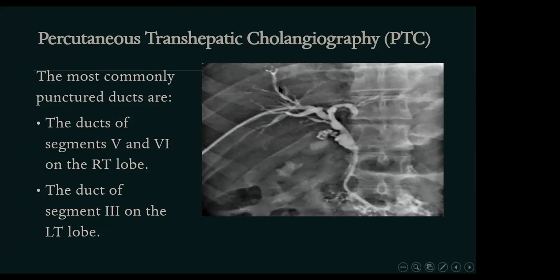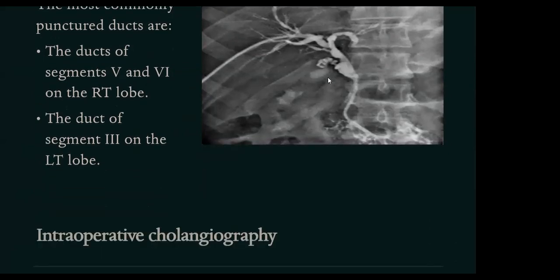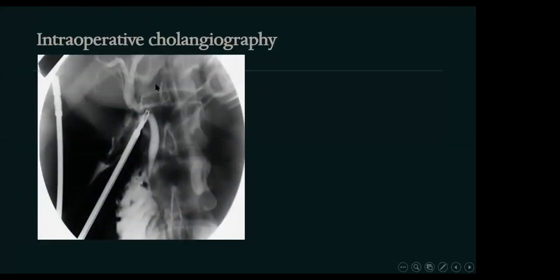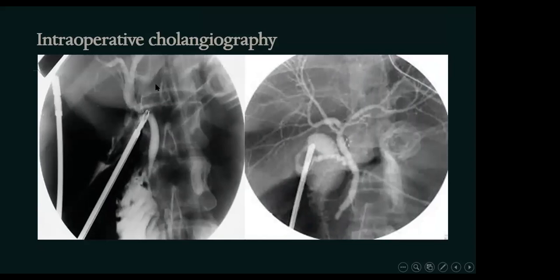So in order to get rid of bile, in order to drain the bile and prevent the development of jaundice, the PTC is done. Intraoperative cholangiography, we can do during laparotomy or laparoscopy. A tube is inserted inside the biliary tree and a dye is given to outline the biliary tree completely.